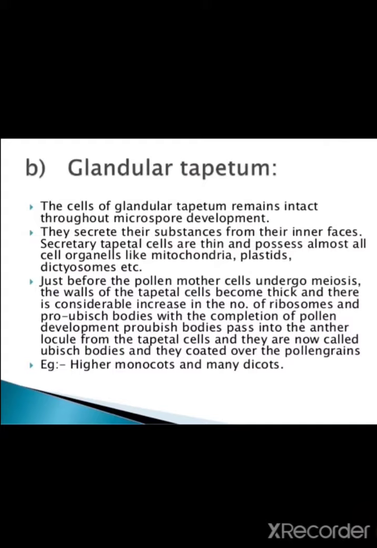Just before the pollen mother cell undergoes meiosis, the walls of the tapetal cells become thick and there is considerable increase in the number of ribosomes and pro-Ubisch bodies. With the completion of pollen development, pro-Ubisch bodies pass into the anther locule from the tapetal cells, and they are now called Ubisch bodies, and they coat over the pollen grains. Example: higher monocots and many dicots.